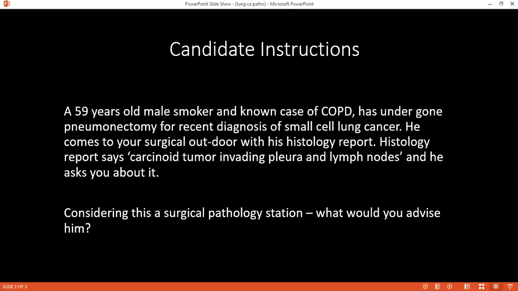Okay, in this patient, the histology report says carcinoid tumor invading pleura and lymph nodes. What does that mean? That means this is a sign of aggressiveness of the cancer, because it is already invading the pleura, and there is lymph node involvement.